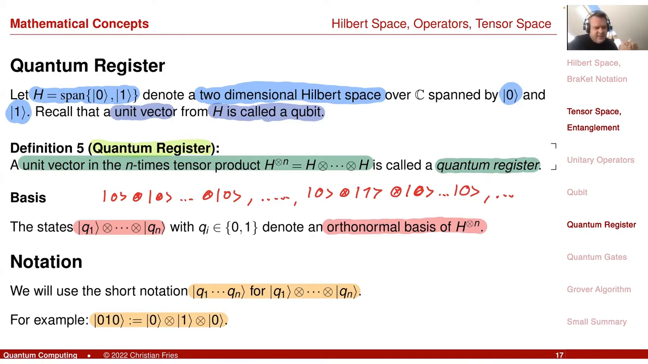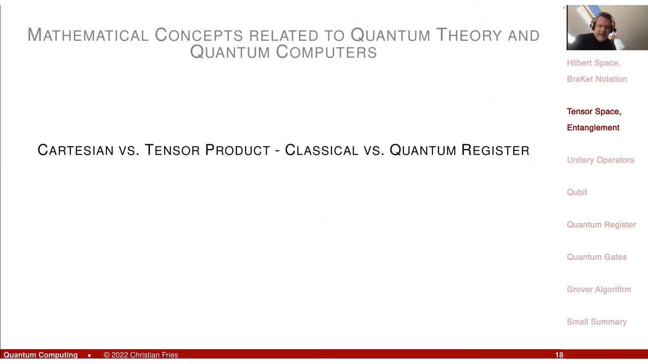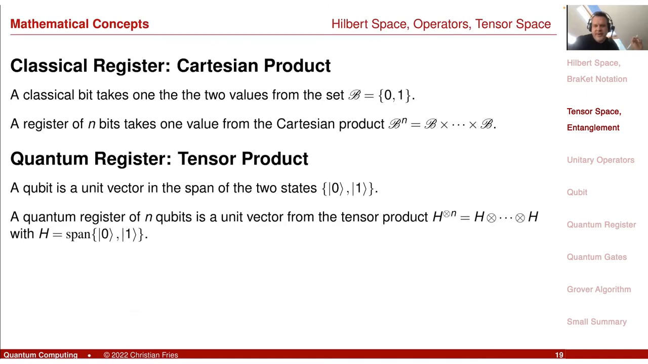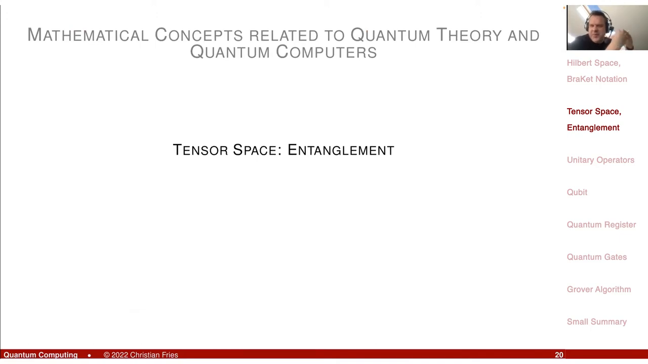It's the analog to the classical register. Let's again look at the comparison between Cartesian product and tensor product, or now classical versus quantum register. In a classical computer, a register, say 8 bytes, for example, combining 8 bits, is indeed an element of the Cartesian product of the individual bits. In my tensor space, my quantum register is now an element of the tensor space. So there is a difference in the dimension. And I mentioned that the tensor space is somewhat larger. So we have this special structure a_i b_j, but we can have more elements.